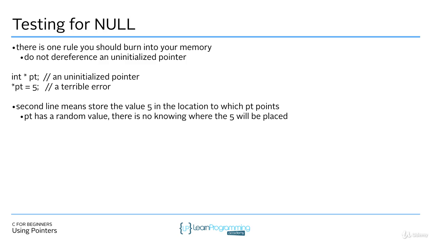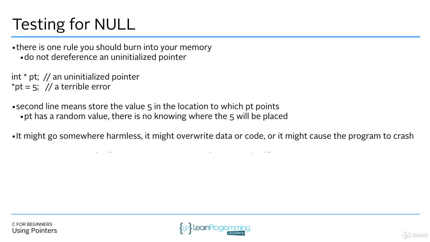So PT is now going to have a random value. So there's no knowing where 5 will be placed. It could be placed anywhere in memory. This might be harmless. It might overwrite existing data or existing state variables in your program. It might cause the program to crash. It's very problematic.